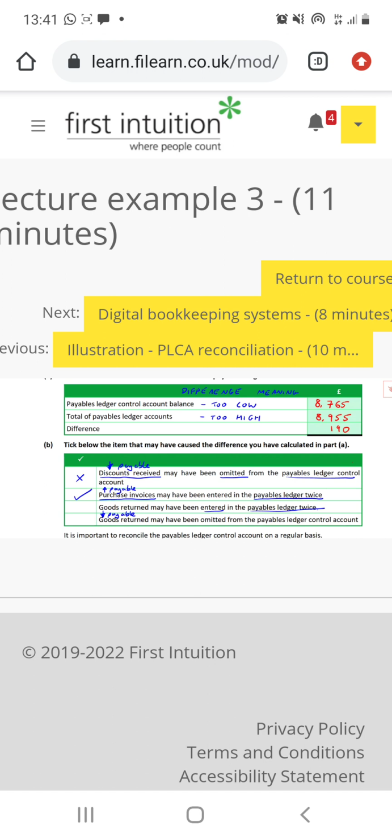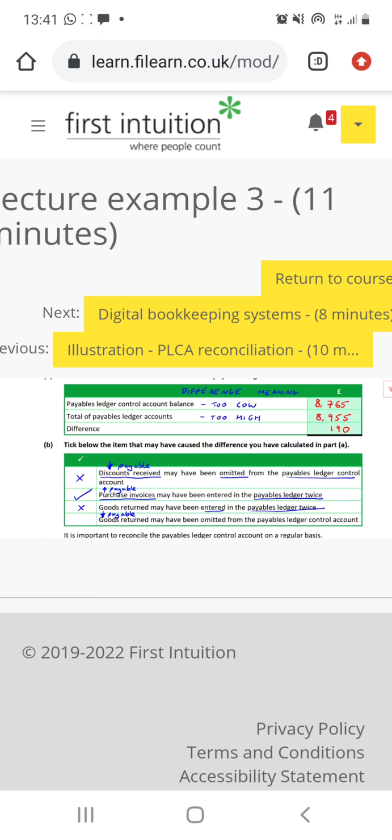But that's not what we're seeing. We can clearly see that 8955 is higher. So if we'd made that mistake and put some goods returned twice, we would now need to increase that 8955 number, not reduce it. So that would make the difference worse, not better. So it can't be that one.